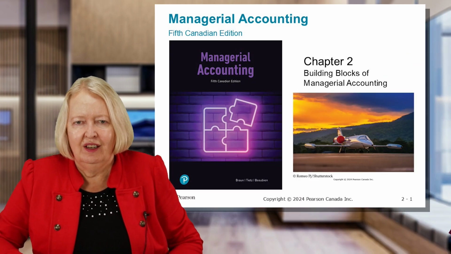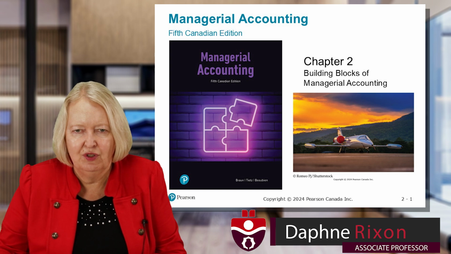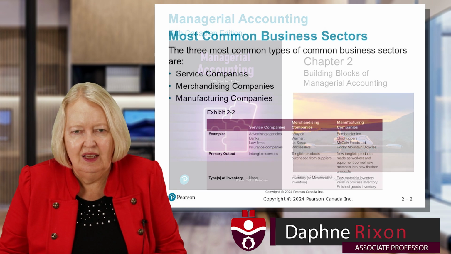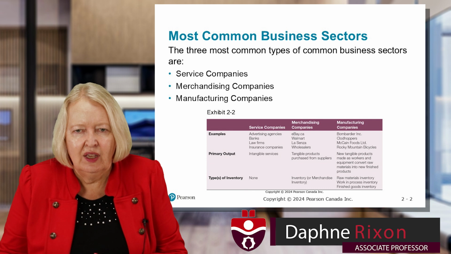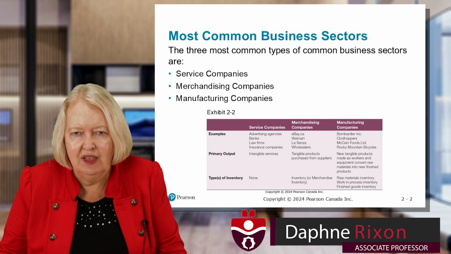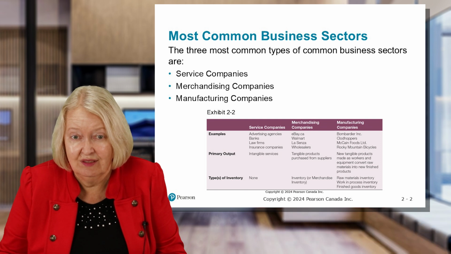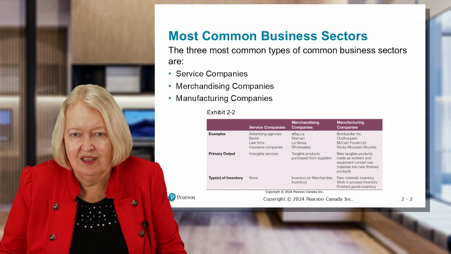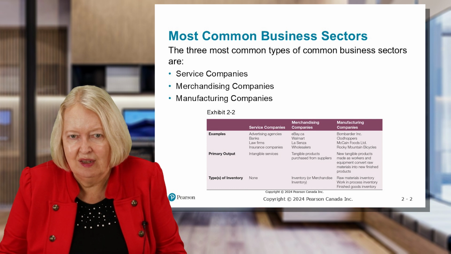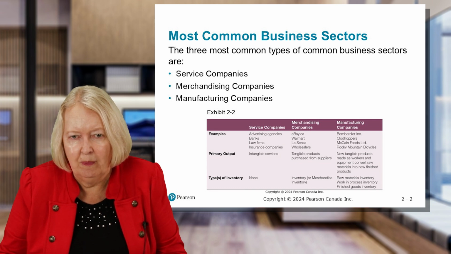Okay, this is Managerial Accounting 2242, and this is an overview of Chapter 2. So when you're looking at the types of businesses, there's typically three main categories. A service company, think about an auditing firm, a law firm, engineering, architects, that type of thing. Merchandising companies, Walmart, for example, and then manufacturing companies, so that could be car manufacturers, for example.